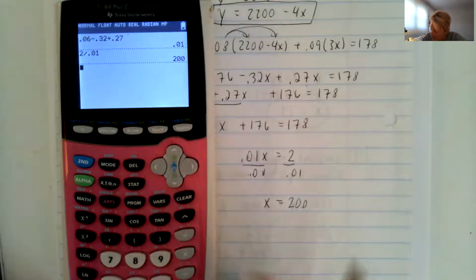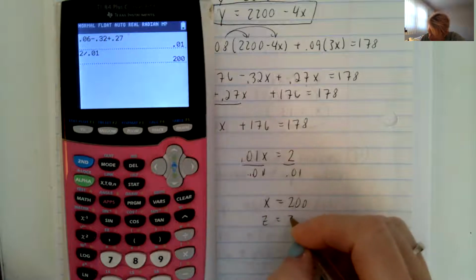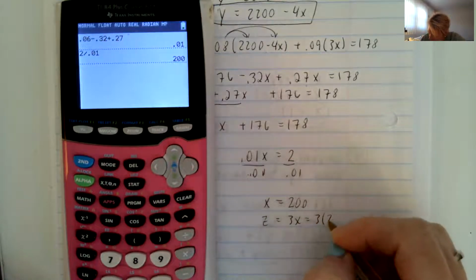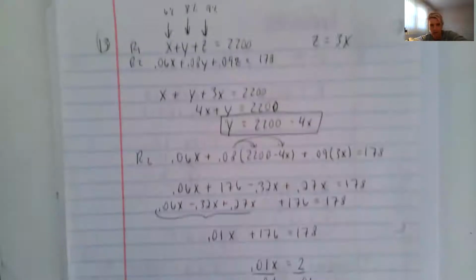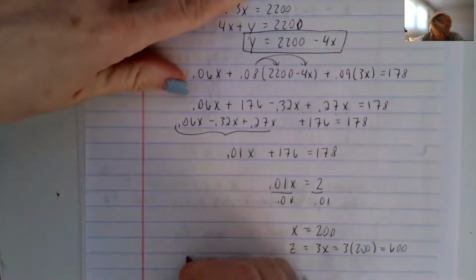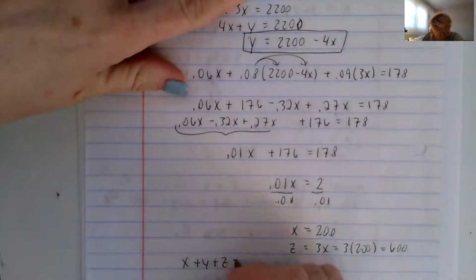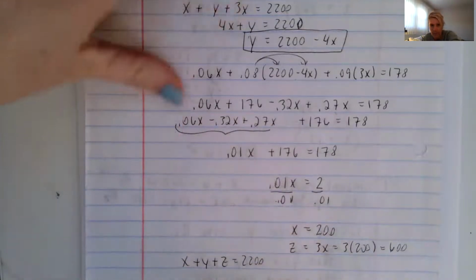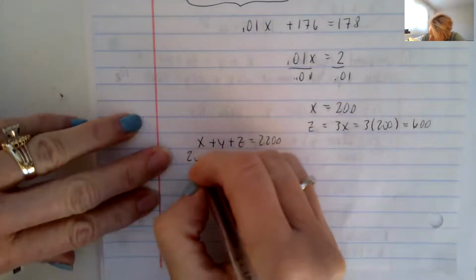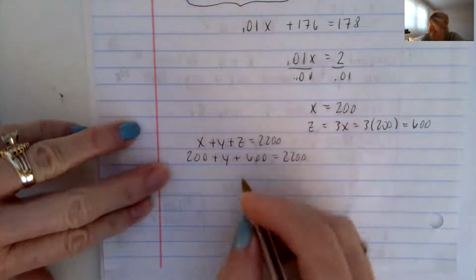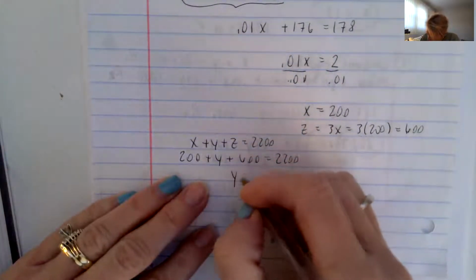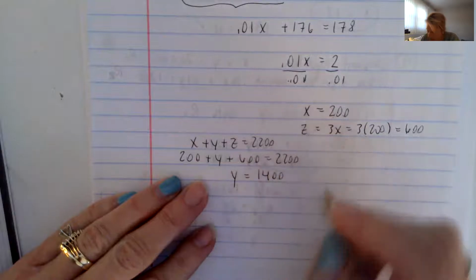And now we can work backwards. We know z equals 3x, so 3 times 200 equals 600. And so 200 and 600 is 800, and they have to add up to make 2200. So x plus y plus z equals 2200. We know that from up here. So we've got 200 plus y plus 600 equals 2200. So if I subtract 800, I get 1400 must be y.